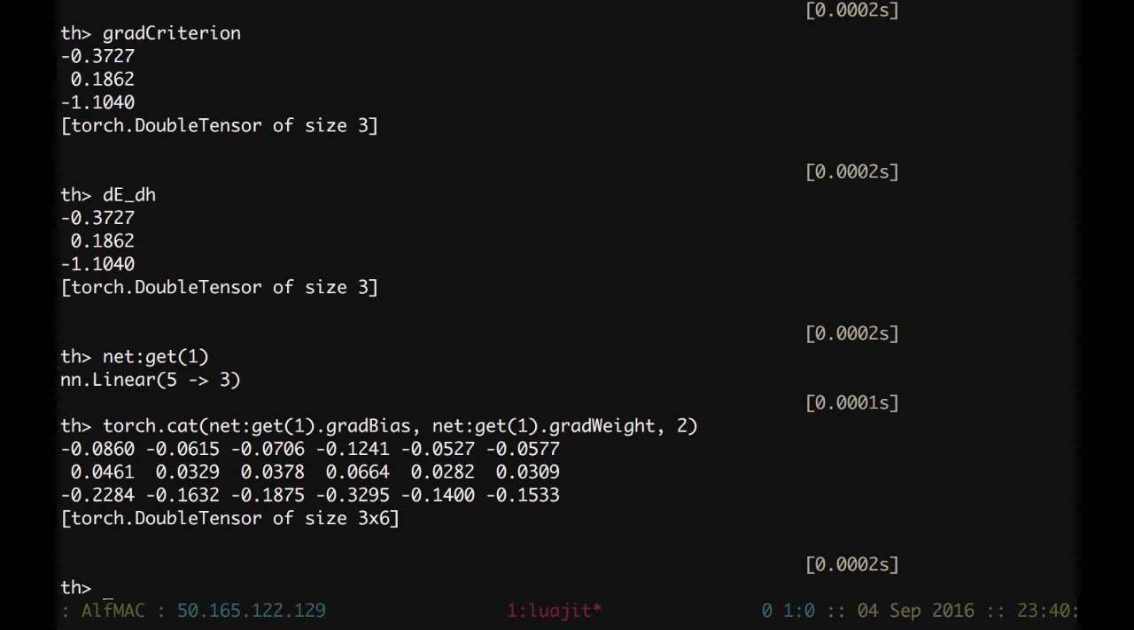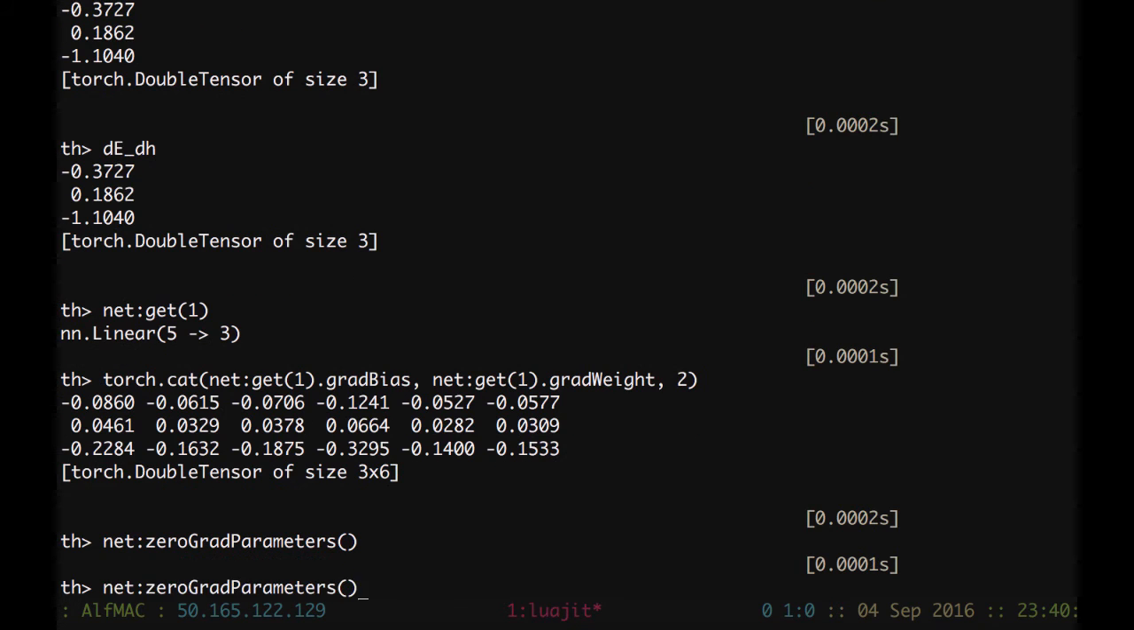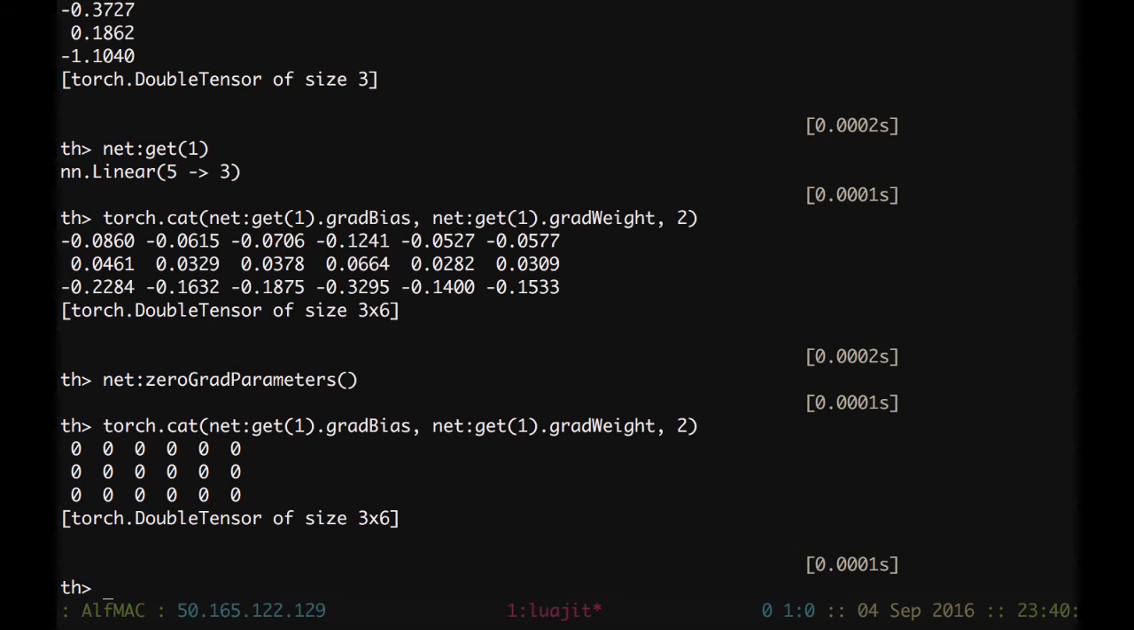So these were the numbers we got before. We have to zero them, otherwise they will sum to this one. So we can simply do this by typing net zero grad parameters. If we call again the same function, we have all zeros. That's lovely. We have net backward, to which we input our input x and the grad criterion.